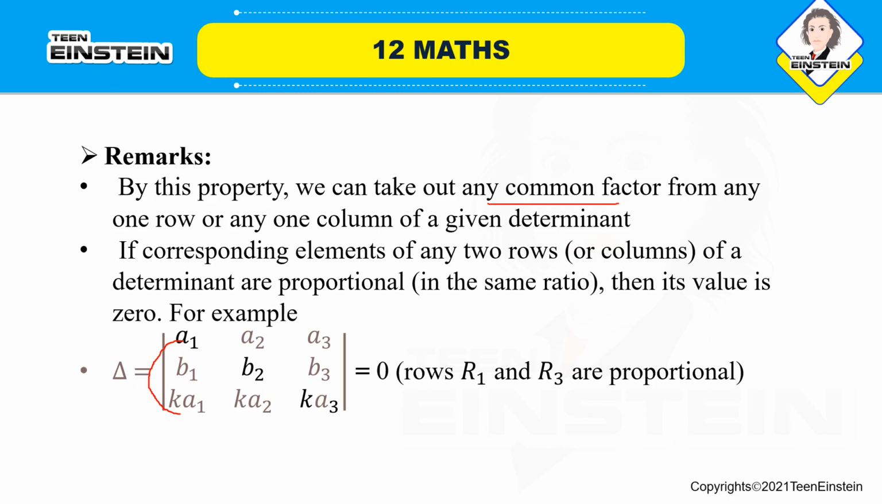So these two rows are proportionate, or in the same ratio. Here the common factor is k: k into a1, k into a2, k into a3. So these two rows are proportionate. Therefore, the value of the determinant is 0. So this is what we have got from the above property.